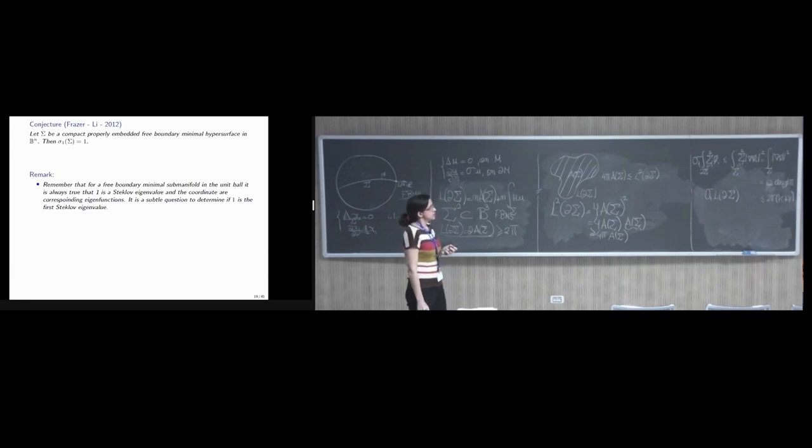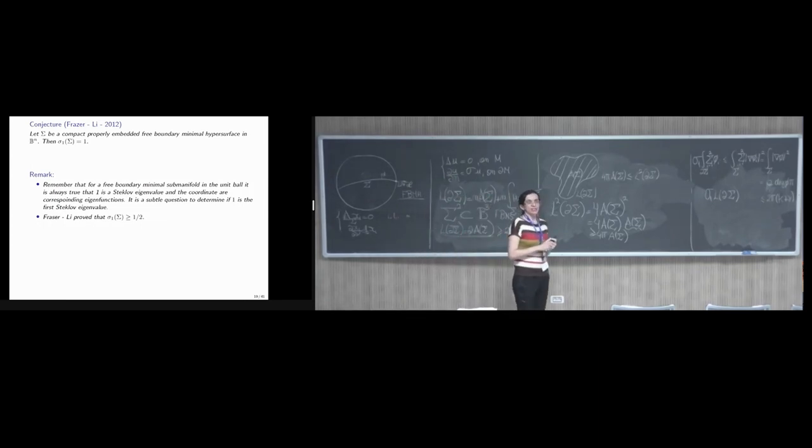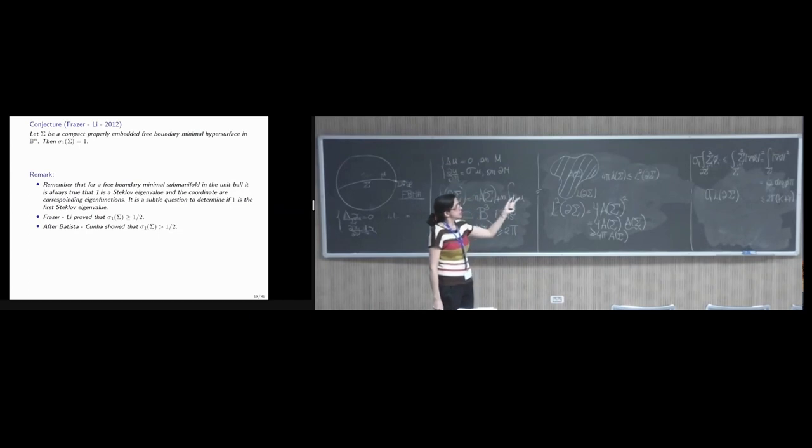And what does this mean? Remember, when you study this case, it is very important and it is my motivation. And I use that in all those results today. So let's move on. And some partial results about that conjecture. Fraser and Li proved that sigma 1 is bigger than or equal to 1/2, right? After, Batista and Cunha showed that sigma 1 is bigger than 1/2. And these are some results about that.